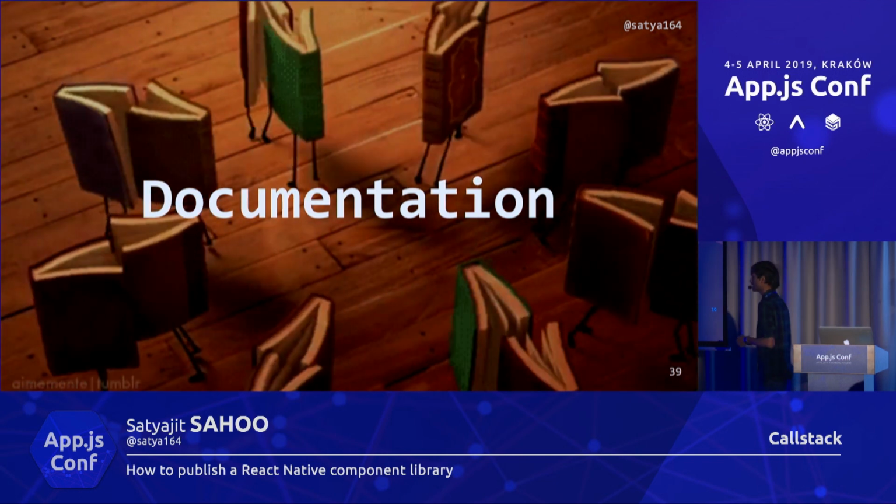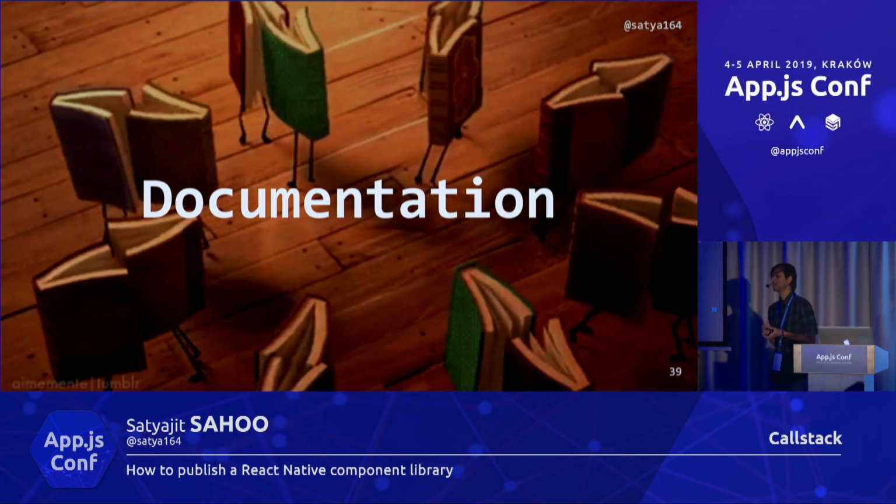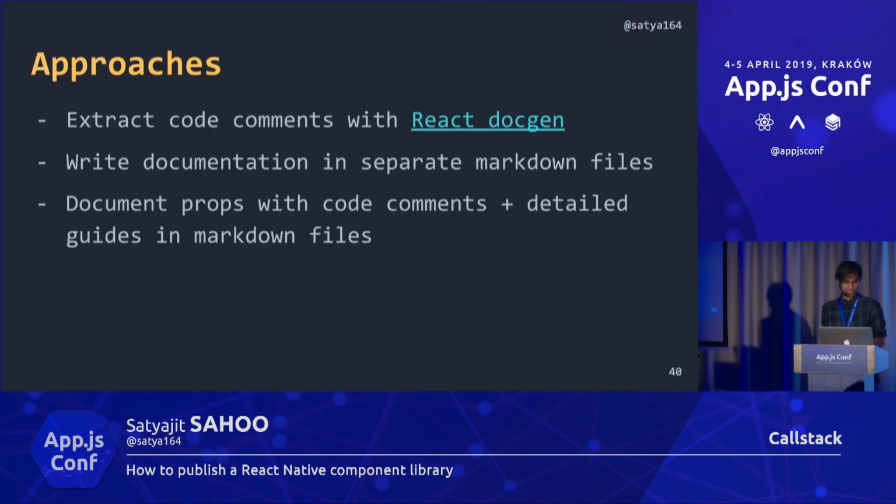Documentation, next thing. Documentation is probably the most important part of a component library. If you have good documentation, you have happy users. But writing and maintaining documentation can be a lot of work. So I love to automate things, things which can be automated. And documentation is one thing which can be generated from your code.